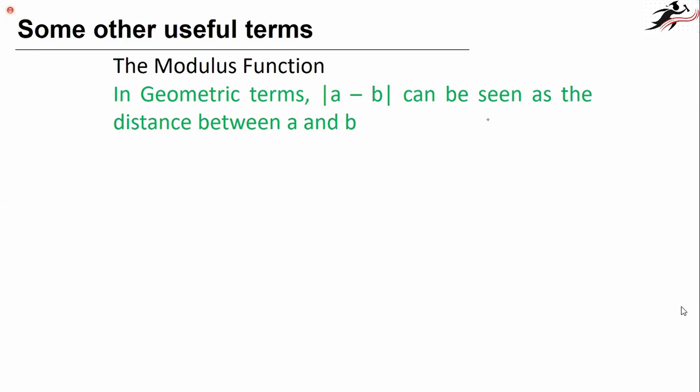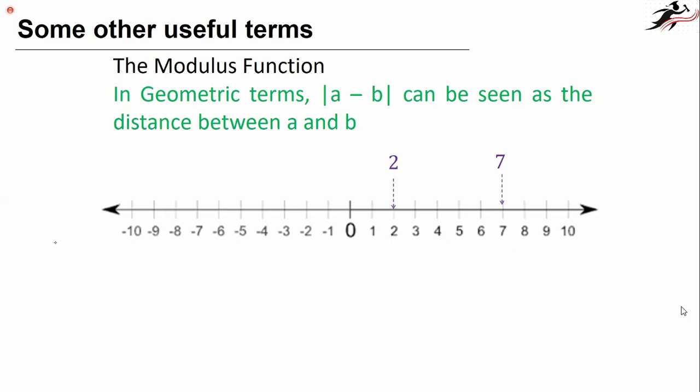In geometric terms, mod of a minus b can be seen as the distance between a and b. So for example, I have a 2 and a 7. So mod of 2 minus 7 is like the distance between 2 and 7. That's 5 units. Like this.